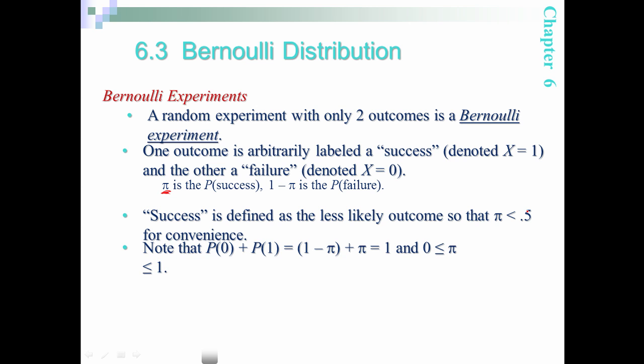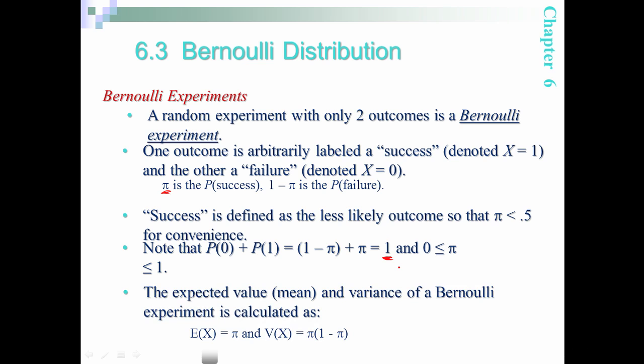But notice that the probability of 0 plus the probability of 1 is equal to 1, and pi has to be between 0 and 1 to follow all the conventions for probability. So what's the mean? The mean value is pi, and the variance is pi times 1 minus pi. So how would you get that mean value?